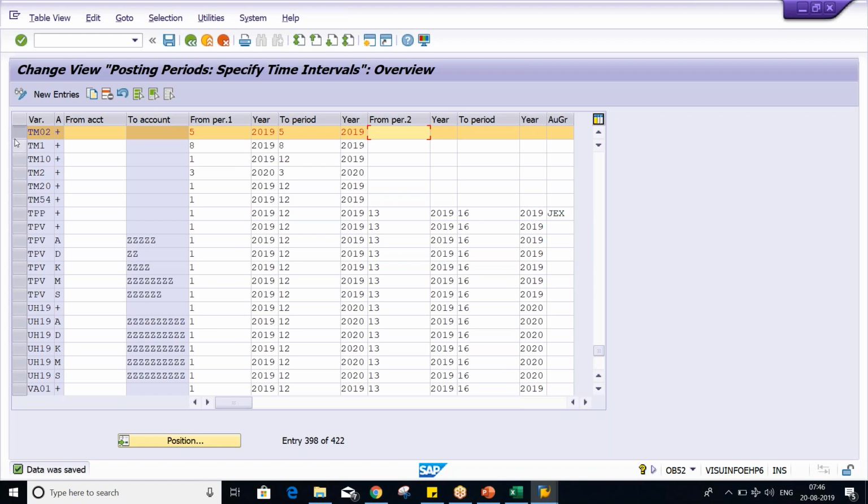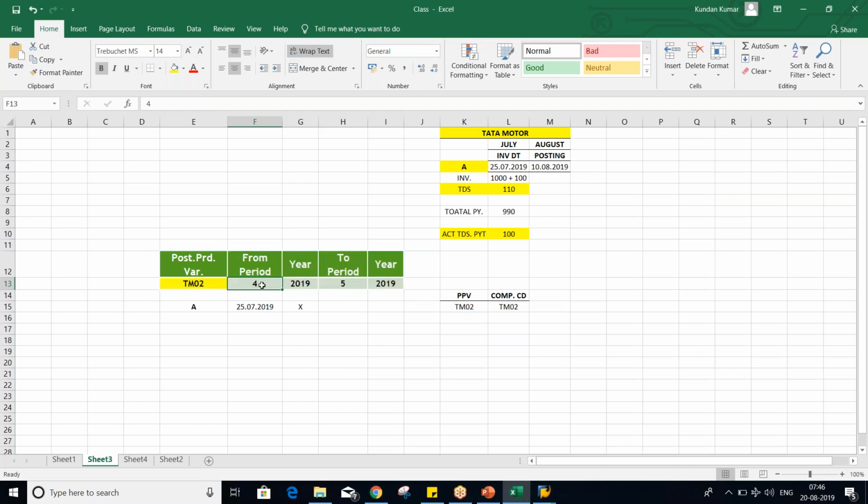Now here what we have done, this is our posting period variant. Okay, this TM02. From period 1 means from the 5th period 2019 to also the 5th period 2019. What does it mean, guys? It means only August is open. Only August is open.